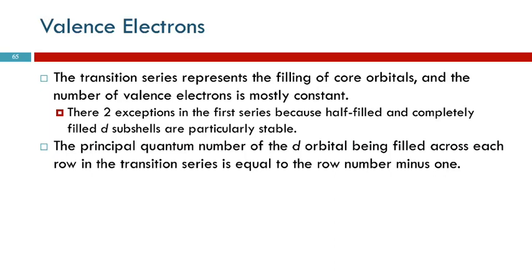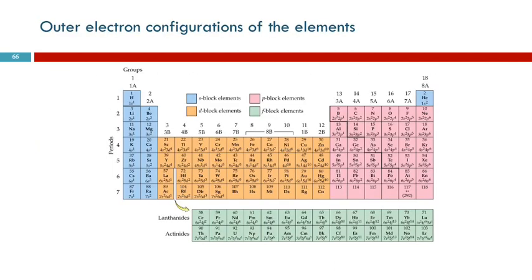So the transition series, the transition metals, that represents filling of core electrons, core orbitals, and the number of valence electrons there is mostly constant. There are a couple of discrepancies in there, and we're not going to worry about them. The principal quantum number of the d orbital is 1 less than the row number. So if we look in here, here's scandium. So the 4s has filled, and then we go down to the 3d.